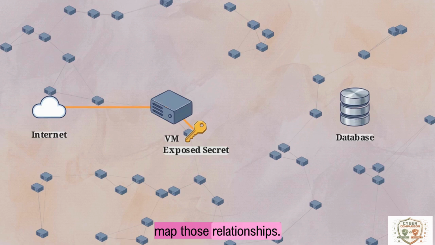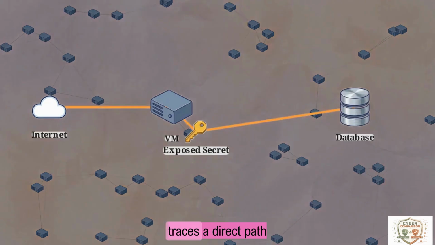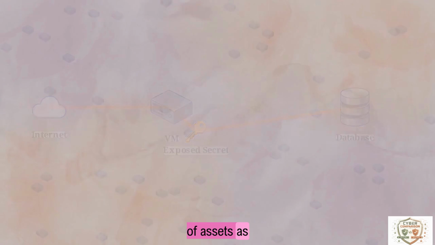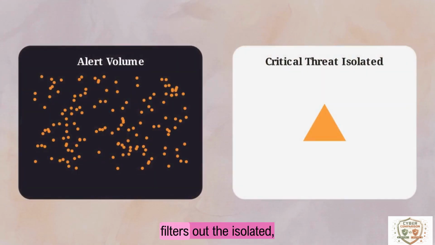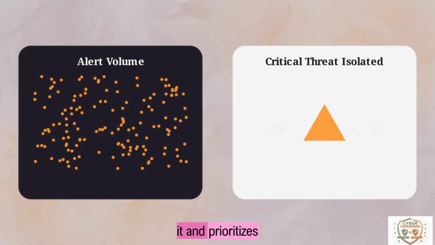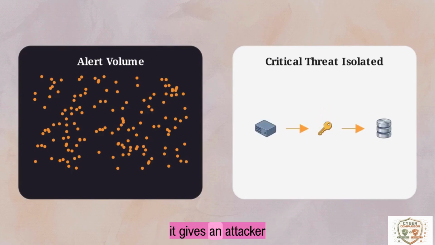Instead of treating the VM in isolation, the platform's security graph traces a direct path from the public-facing VM through that exposed secret and straight into a highly sensitive internal database. The system calculates this specific chain of assets as a toxic combination. It filters out the isolated, low-severity vulnerabilities surrounding it and prioritizes this exact path because it gives an attacker a clear route to critical data.